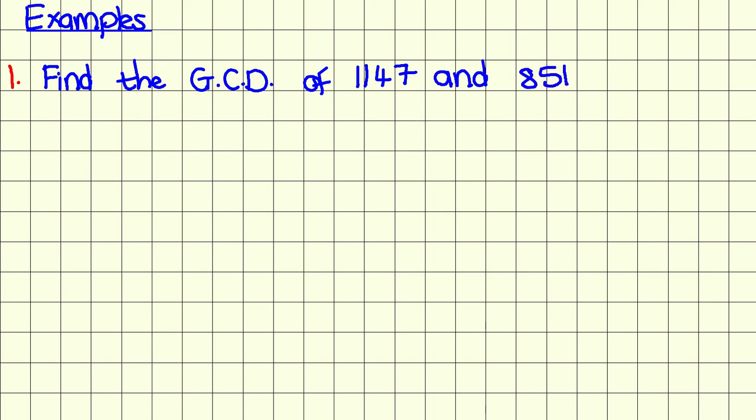Right, let's go on to some Advanced Higher standard questions. So, examples. There's 3 examples that I am going to go through with you, and then I'll let you guys practice some yourself. So number 1, find the GCD, greatest common divisor, of 1147 and 851.